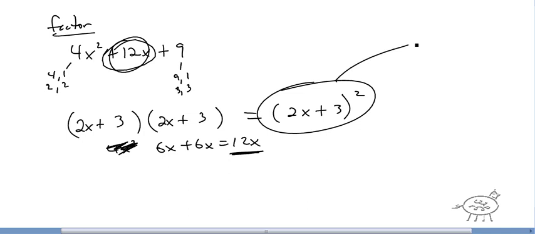Just like when I ask you to simplify this guy right here, the first thing you do is you write it twice, and then you FOIL it. All right? So let's try another one here. 16x squared minus 8x plus 1. Well, that's kind of nice. That's 4 and 4, 8 and 2, and 16 and 1, and 1 is just 1 and 1.